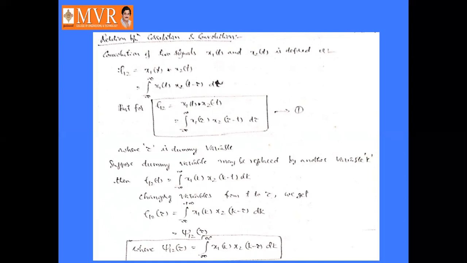But for rho 12 equal to x1 of t convolved with x2 of minus t, it is the integral from minus infinity to infinity of x1 of tau into x2 of tau minus t d tau. This is equation number 1, where tau is a dummy variable. The dummy variable may be replaced by another variable k. So rho 12 of t is equal to the integral of x1 of k into x2 of k minus t dk. Changing the variable from t to tau, we get rho 12 of tau equal to the integral from minus infinity to infinity of x1 of k into x2 of k minus tau dk.